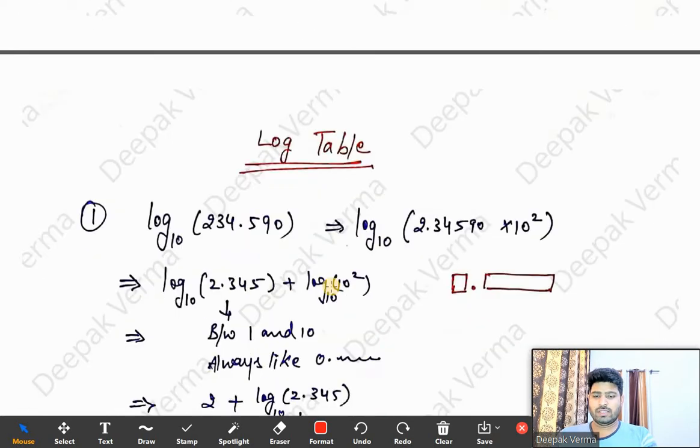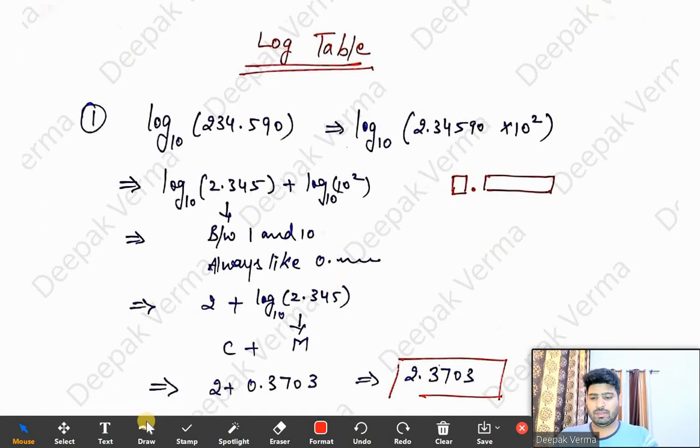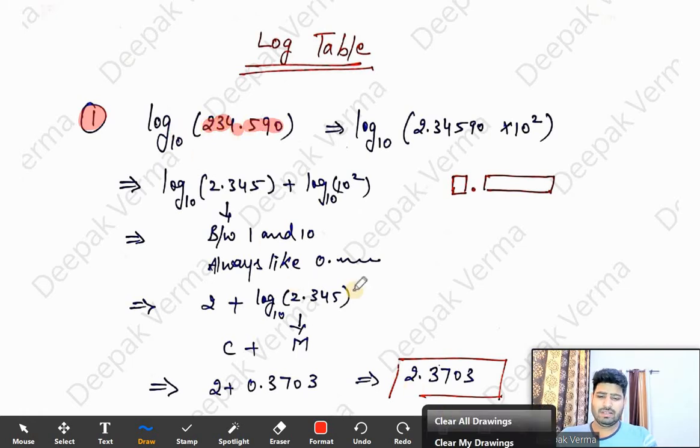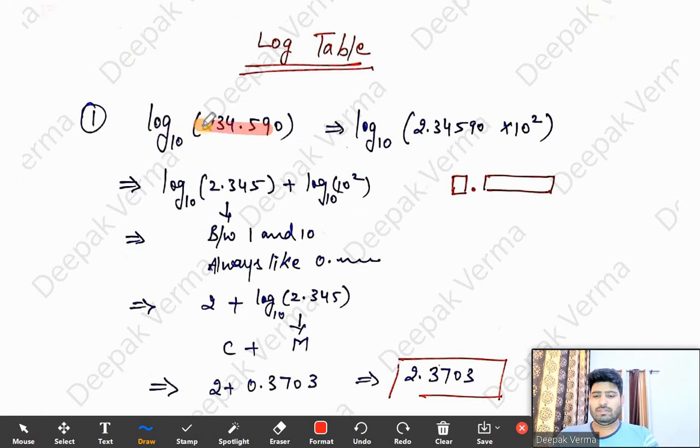Okay, fine. So next we have the log table. How to find the value of log using a log table. Many students find it a little bit difficult, but it is not that difficult as you think. Okay, let's start. We will try to understand it. If we have log 234.590, we are taking an example. We have to find the value of this with base 10. That is, we are finding the common logarithm.